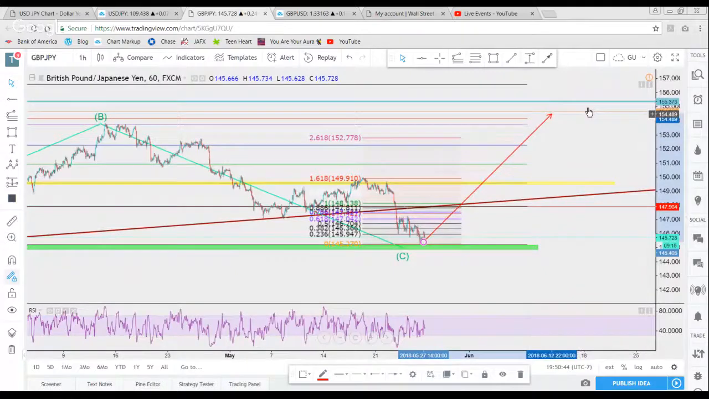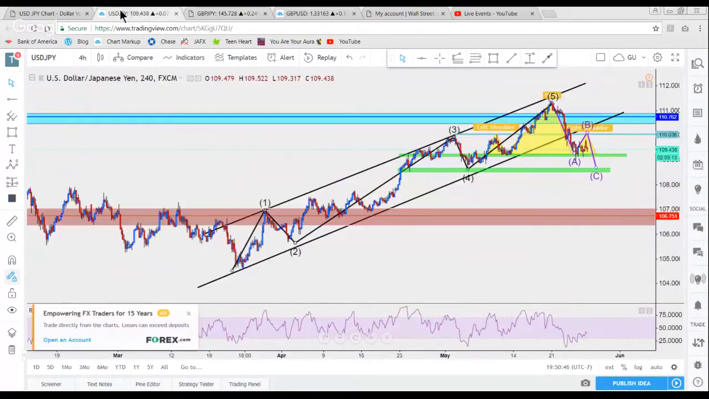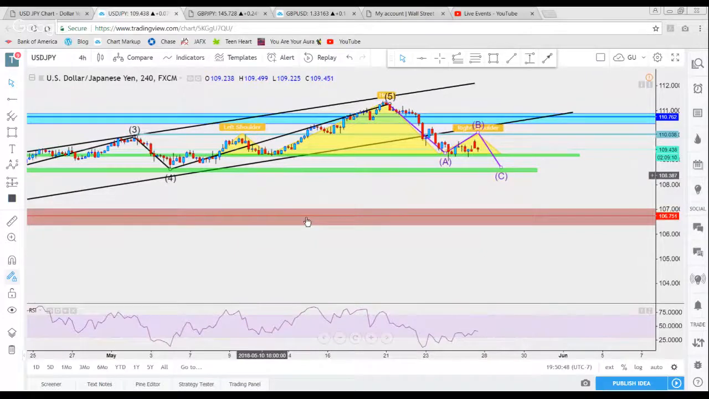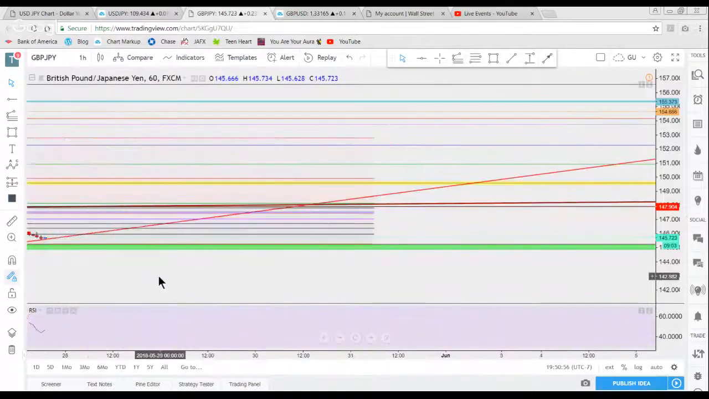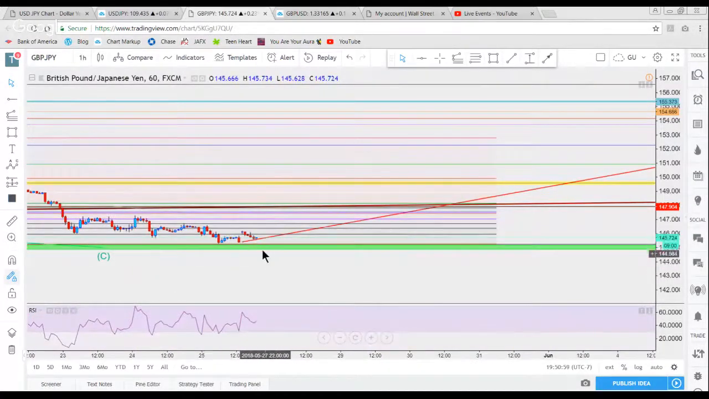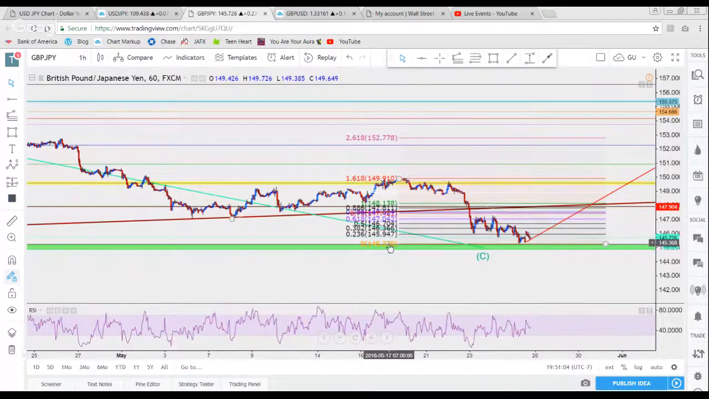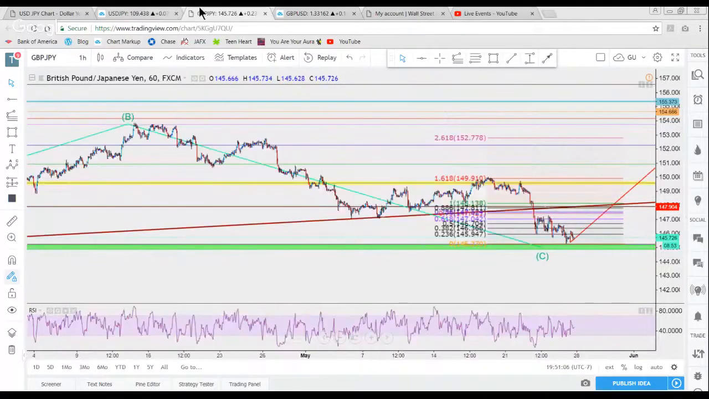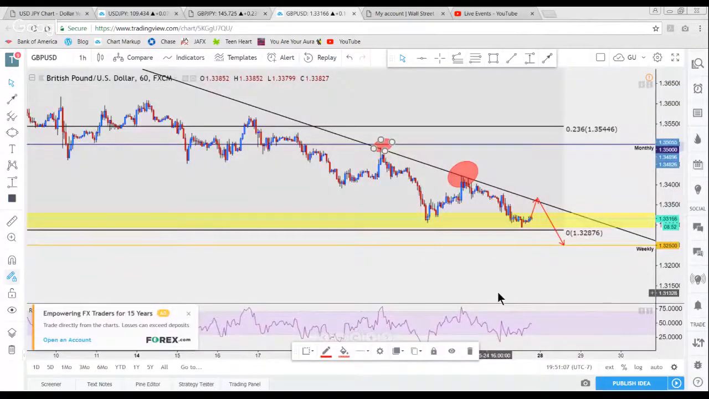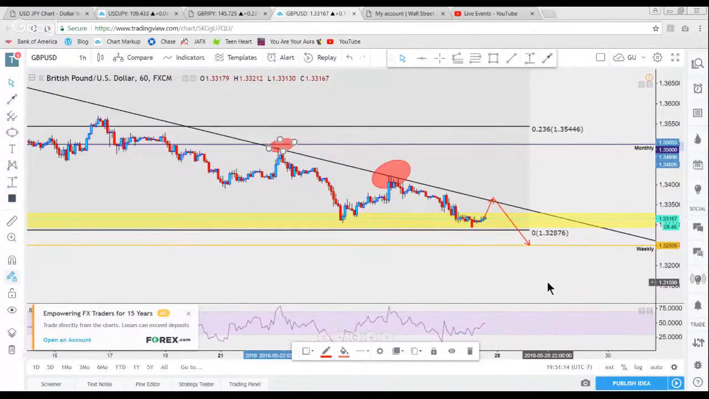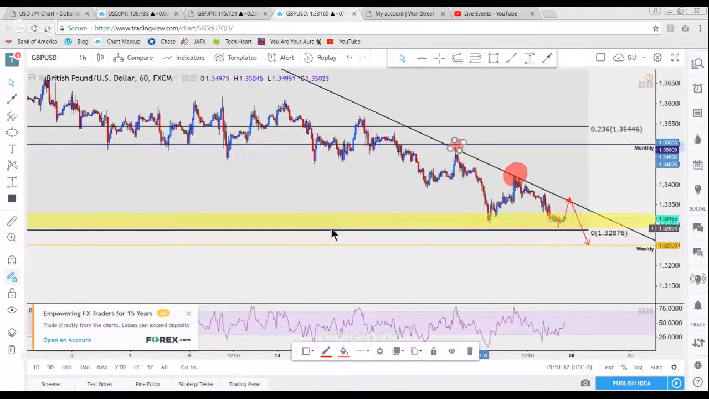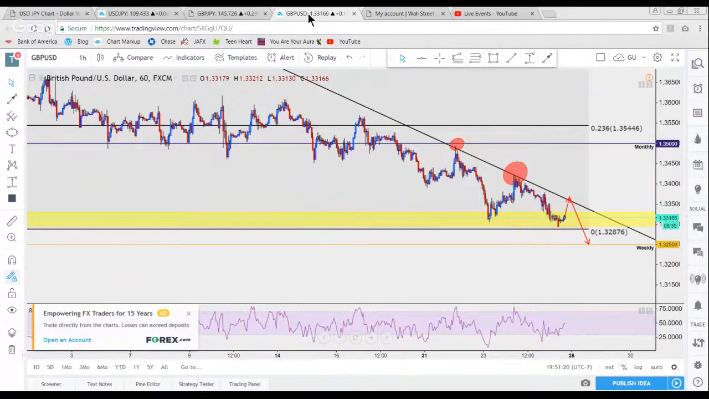But basically, to recap everything, I'm looking for UJ to complete the right shoulder, go to the 110, and then do that sell. GJ to probably go a little bit down to retrace and touch this double bottom area again, then go back up. And then GU probably make a little move to the upside too. So that is what I'm looking for as far as my pairs.